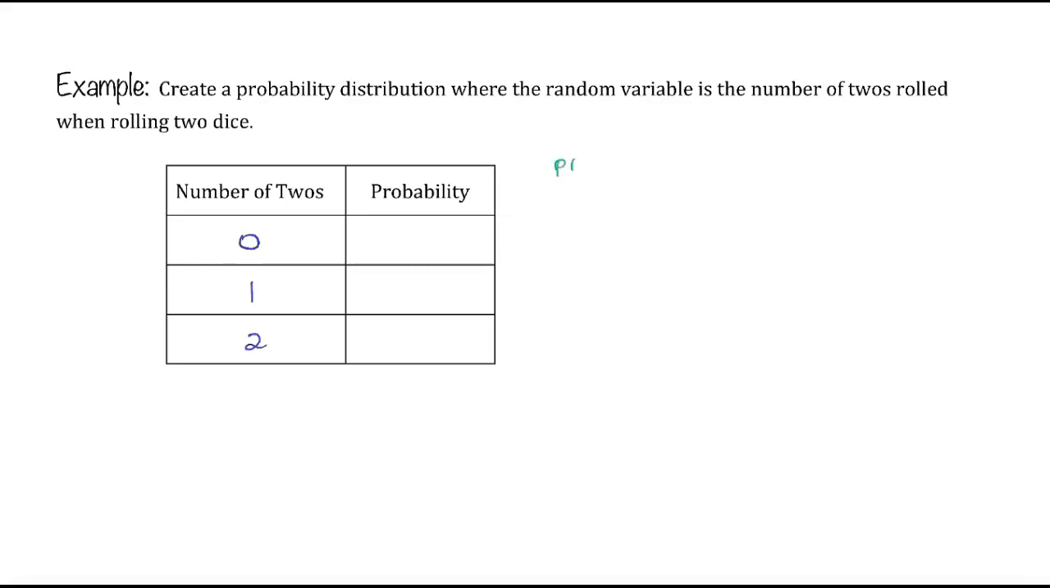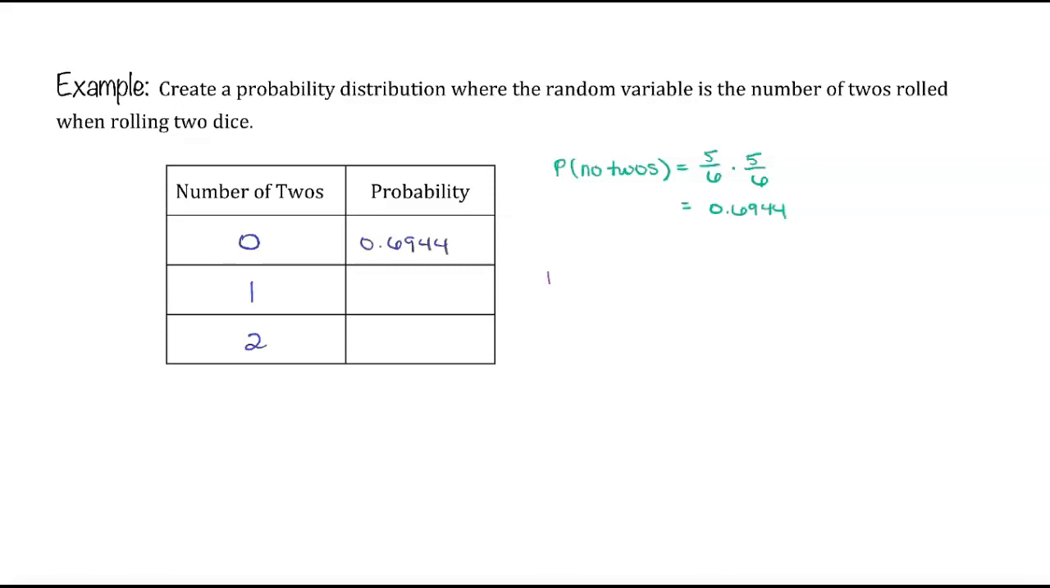The probability of having neither of the dice land on 2s, or having no 2s, is the probability of the first die not landing on 2 times the probability of the second die not landing on 2. Since there are 6 options on a 6-sided die, the probability of the first die not landing on 2 is 5 divided by 6. And the probability of the second die not landing on 2 is also 5 divided by 6. And using the multiplication property, we can multiply these 2 values together and get 25 over 36, or 0.6944.